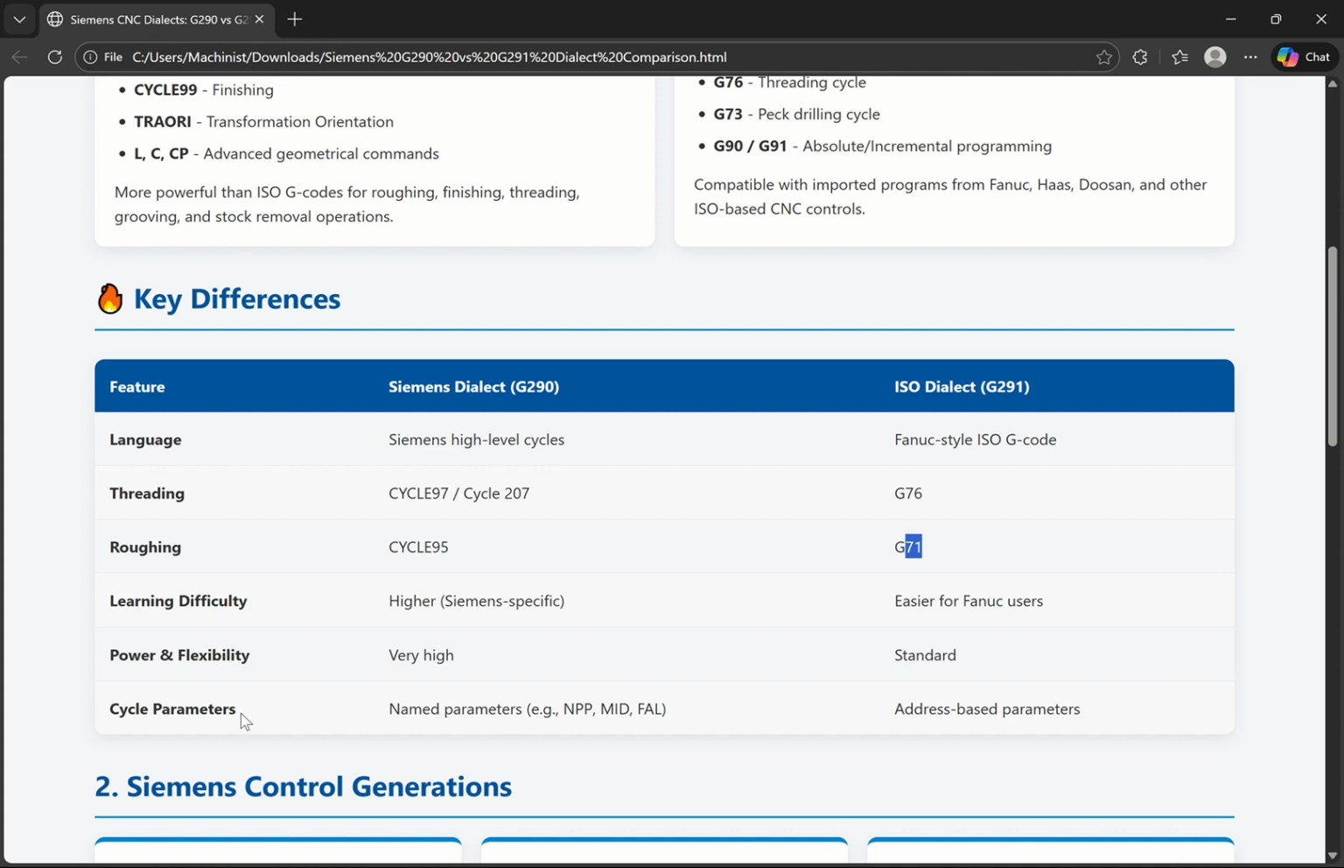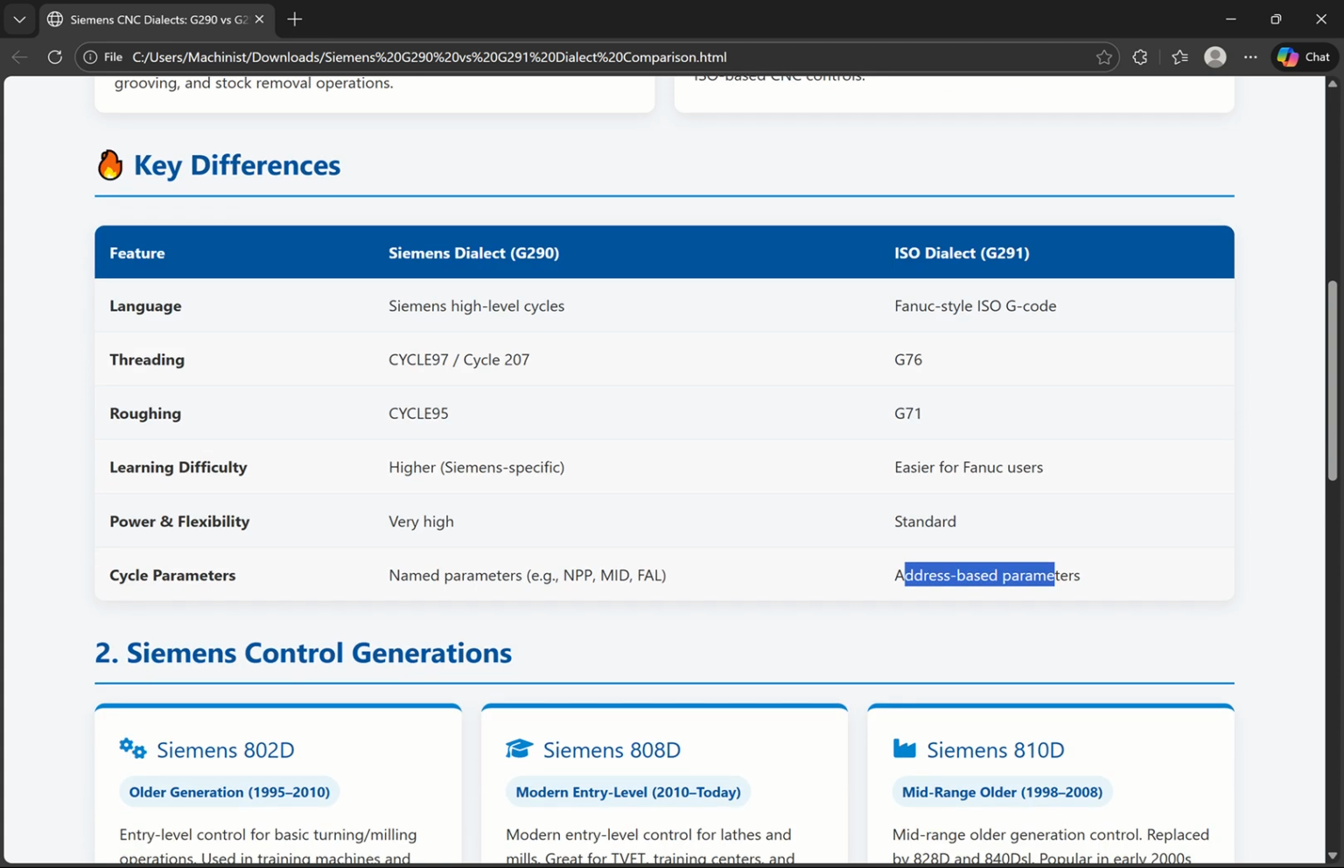When you look at the cycle parameters, normally they are named using NPP or MID or FIL. This is mainly for contour. The MID is for the parameters or the diameters. Then this can be finishing allowance, all of them. Then for the ISO Dialect, you use specific parameters to address the finishing allowance. Maybe you can use X amount or U or W to give the specific amount for finishing. Those are the key differences.